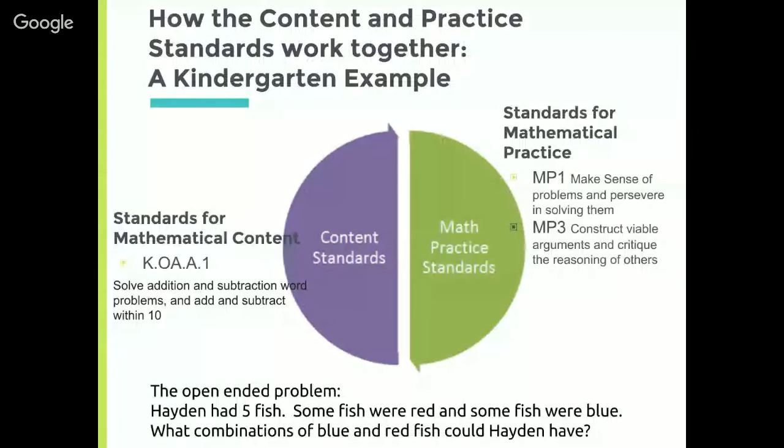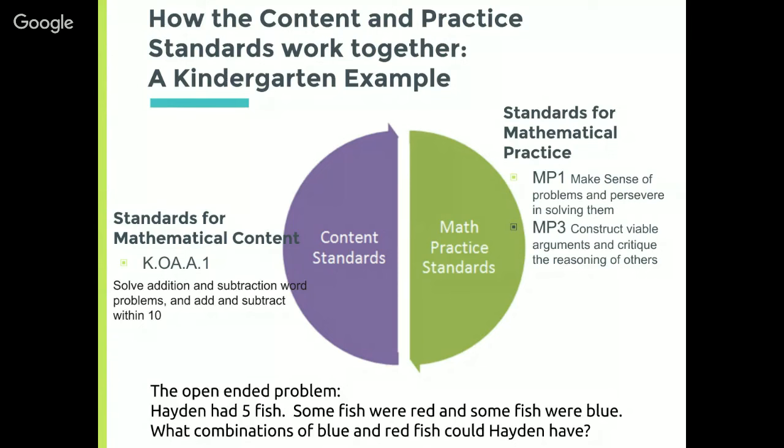So I wanted to take a look at a specific math lesson that students might be doing and see how those content standards and those practice standards work together. So I'm going to look at the kindergarten standard, which is K.OA.A.1. When I'm reading that, that means kindergarten. The strand is operations and algebra. It's in the first cluster, which is that second A, and then it's the first standard. And in kindergarten, students are asked to solve addition and subtraction word problems and add and subtract within 10. Okay, so that's the content they're working on.